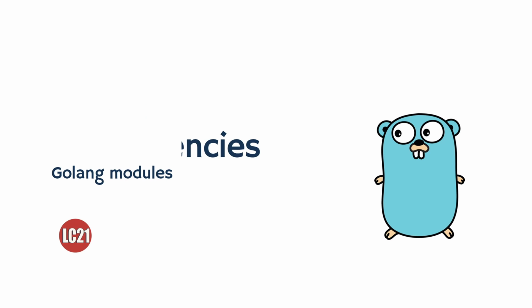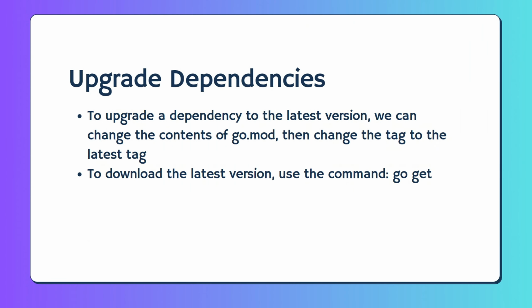Upgrade dependencies. To upgrade a dependency to the latest version, we can change the contents of go.mod, then change the tag to the latest tag. To download the latest version, use the command go get.